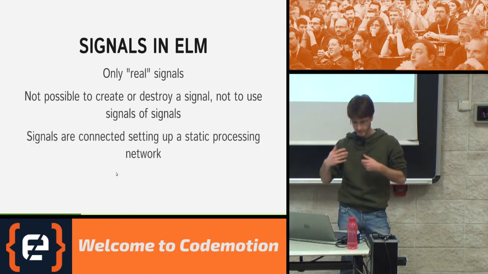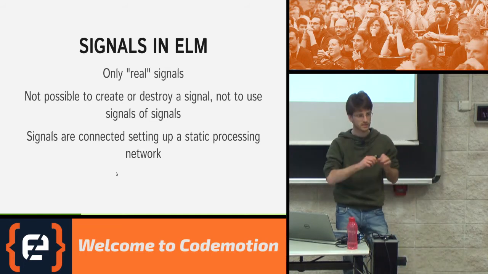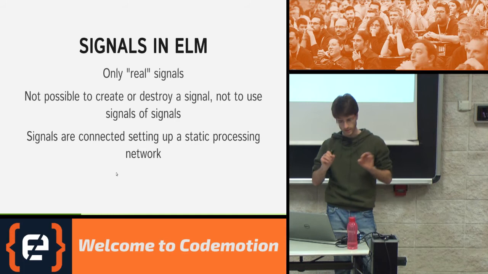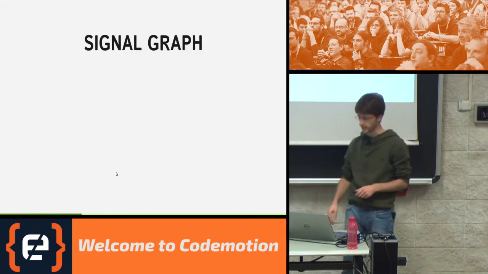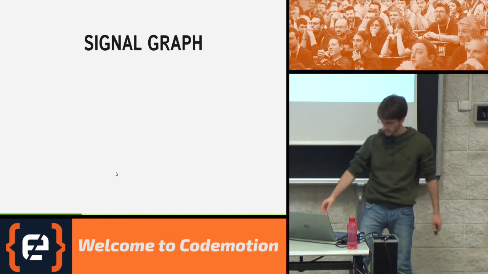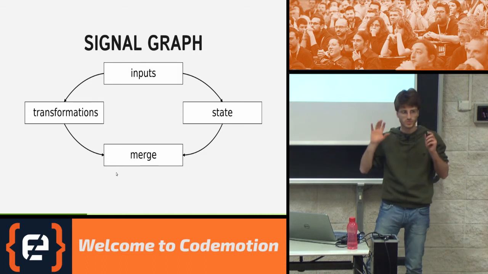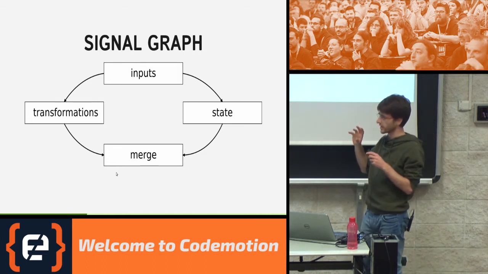And so to build something from the signals, we just connect them, setting up a static processing network. We just define the relations that need to exist between those signals. And we do this by defining the so-called signal graph, which usually looks something like this. This is just a really simplified version; in your application it will get more complicated.